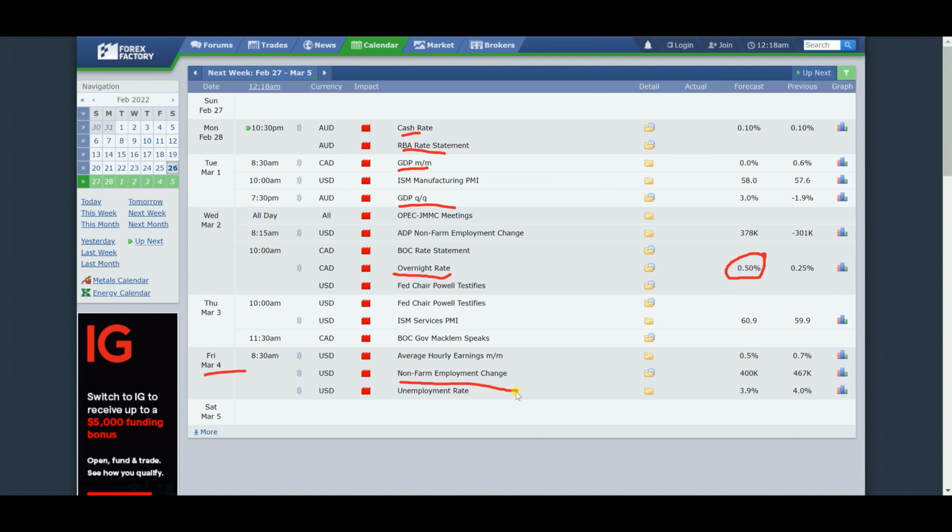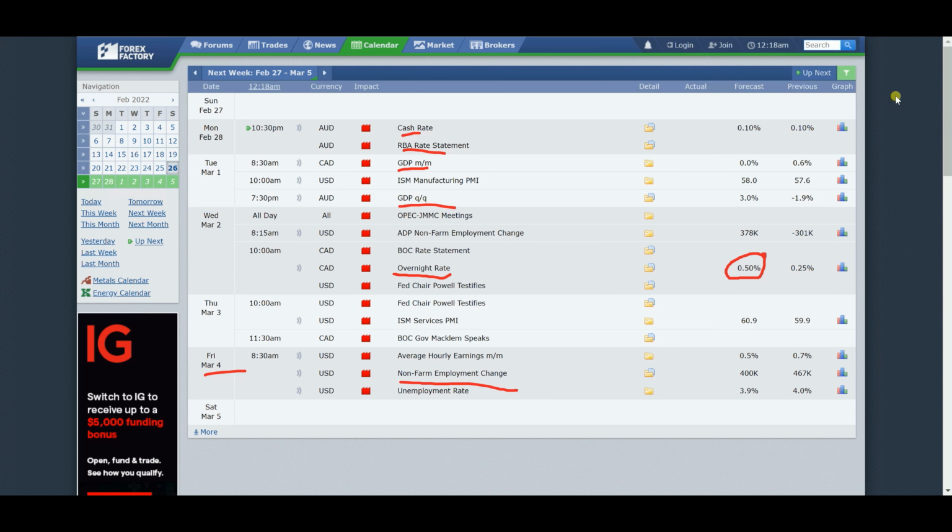Also, we don't know how next week is going to play out as a result of the heightened tension around the world, especially between Ukraine and Russia. We don't know how this is going to affect the markets, so that's something to really keep in mind as you take your trades next week.